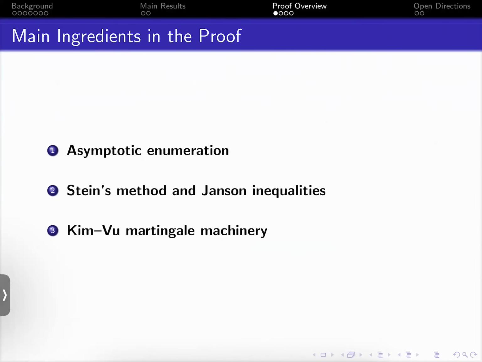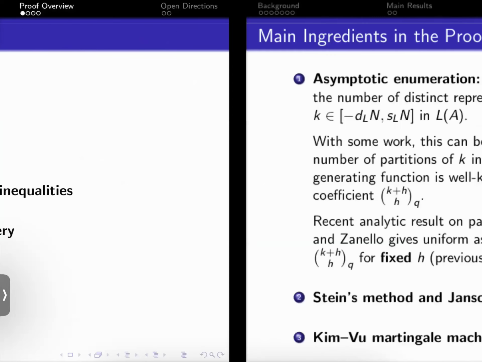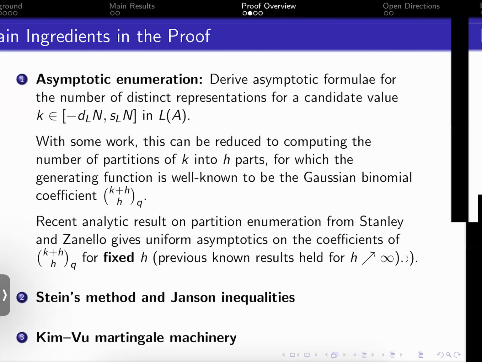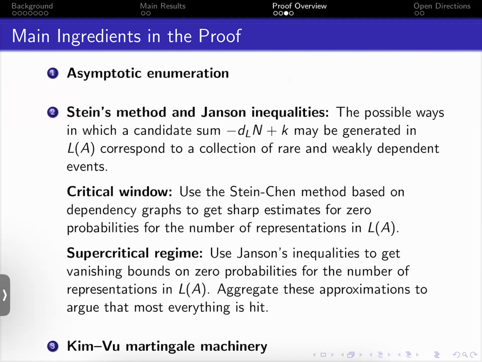Right. So just, very, very high level, the main ingredients in the proof are asymptotic enumeration, Stein's method, and Janson's inequalities, and then the Kim-Vu martingale machinery. So just a little bit more detail. We need to derive an asymptotic formula for the number of distinct representations. This is related to a bunch of standard objects, standard enumeration results can come into play. For Stein's method and Janson's inequalities, we have to look at these dependent results again, and we need some estimates in the different regions.